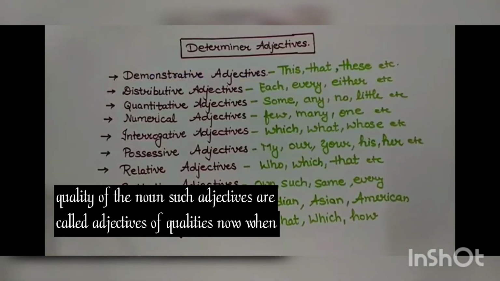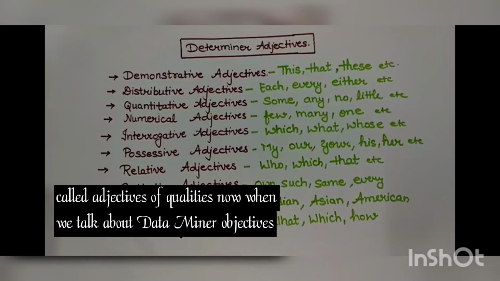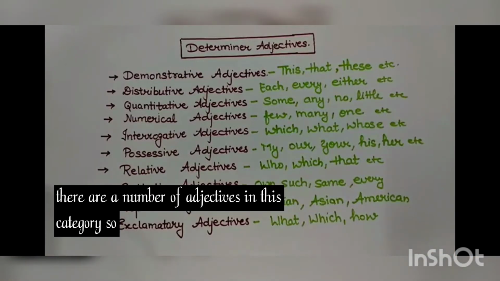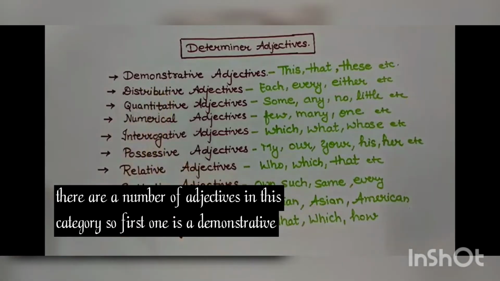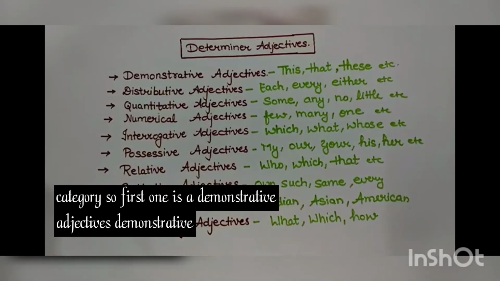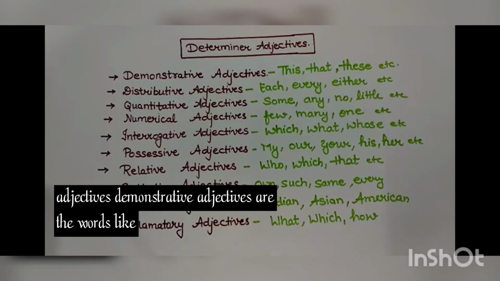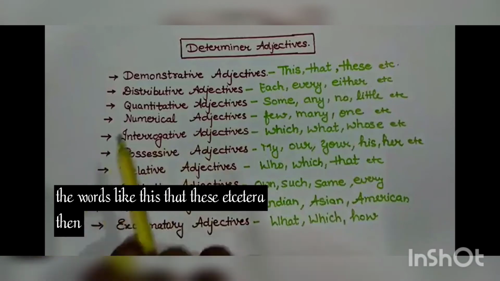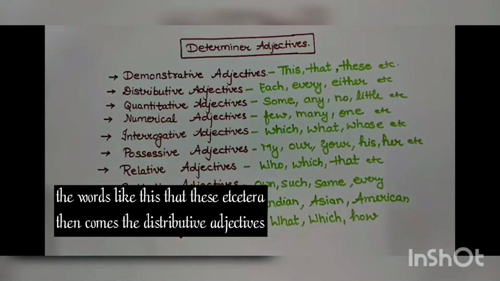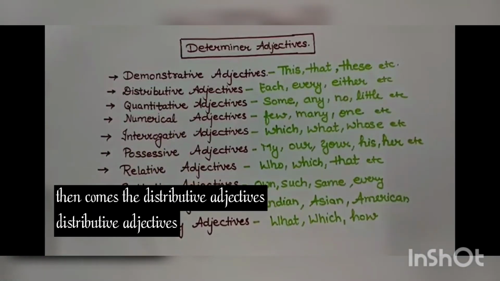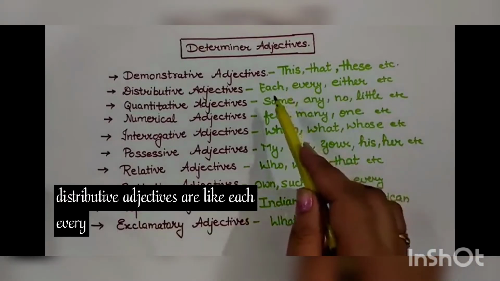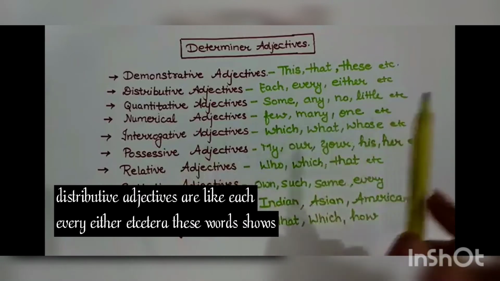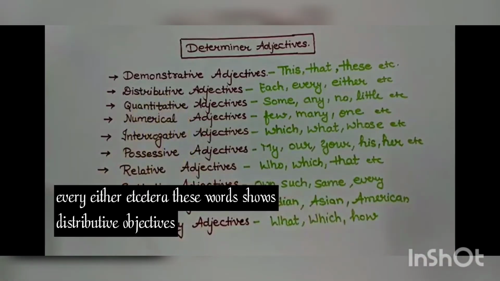Now, when we talk about determiner adjectives, there are a number of adjectives in this category. So, the first one is demonstrative adjectives. Demonstrative adjectives are words like this, that, these, etc. Then comes the distributive adjective. Distributive adjectives are like each, every, either, etc. These words show distributive adjectives.